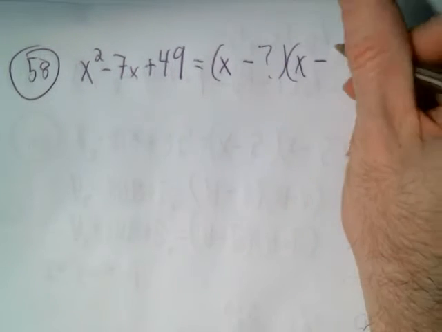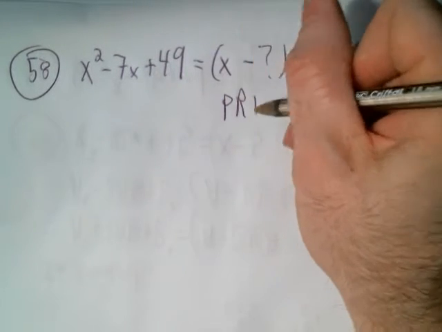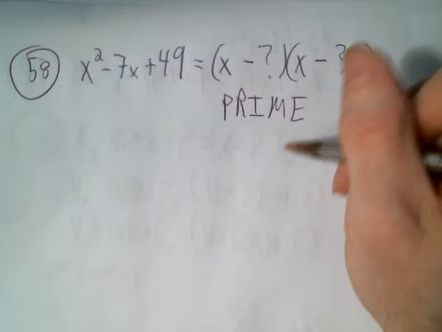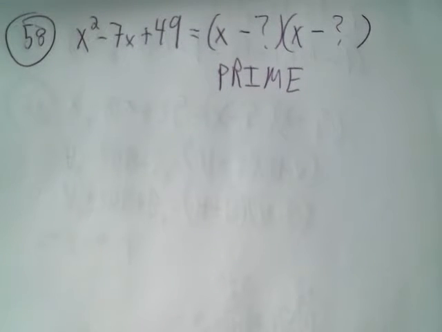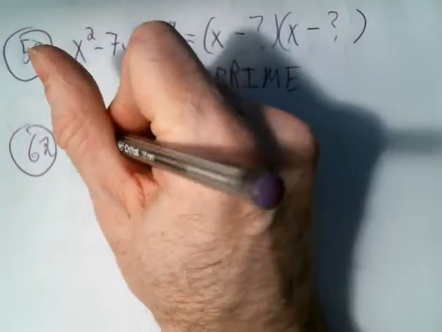So I don't know what goes in there. And when you don't know, you're going to be left with just calling it prime. For us, at this point, there's no way to factor it. Let's look at a multivariable one.